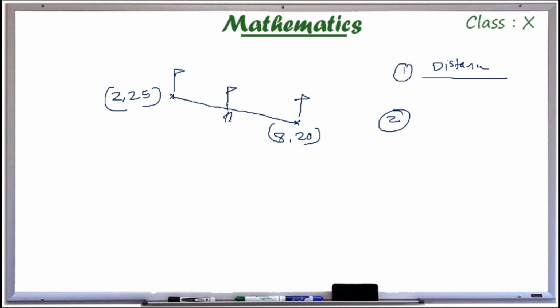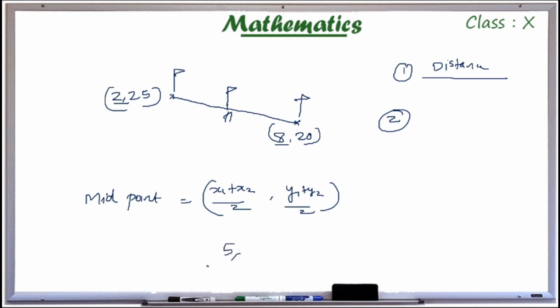Halfway means you have to find the midpoint. So using the midpoint formula, which is equal to (x1 plus x2) by 2, (y1 plus y2) by 2. So using the midpoint formula, x1 plus x2, which is 2 plus 8, equal to 10, 10 by 2 is equal to 5, and here 25 plus 20, 25 plus 20 is equal to 45, 45 by 2. So the point of the blue flag is (5, 45 by 2).